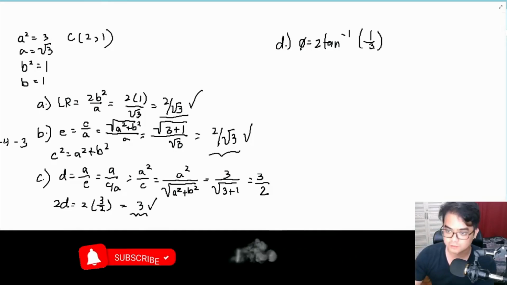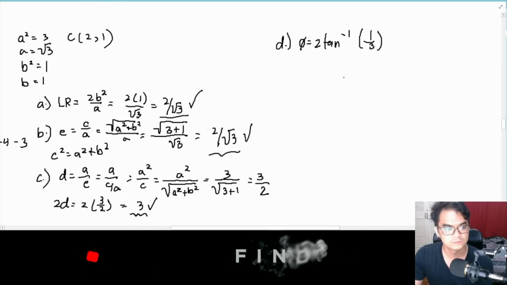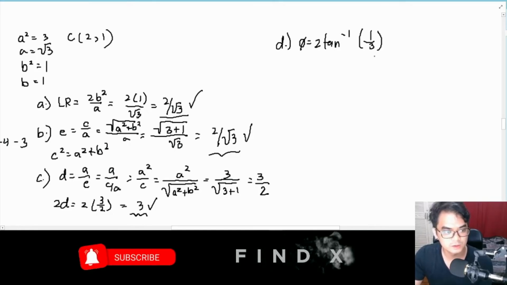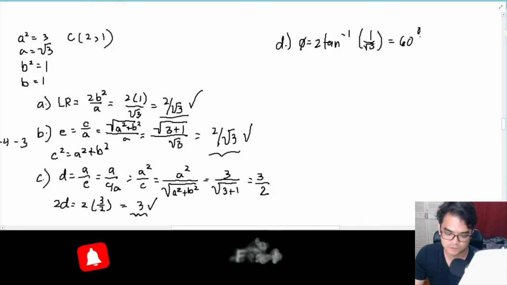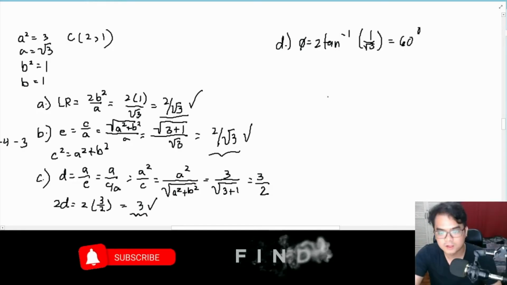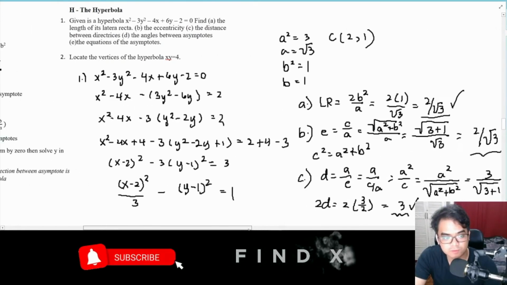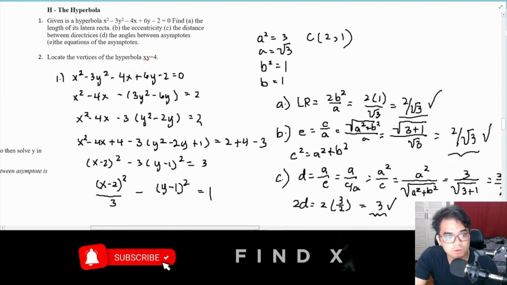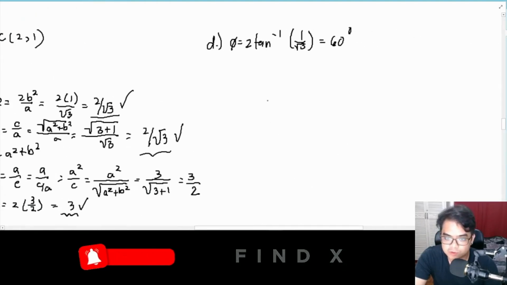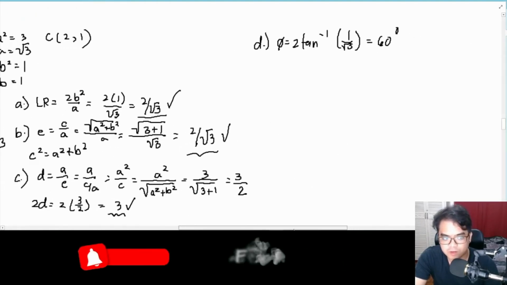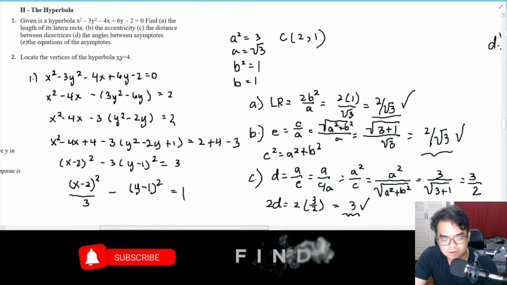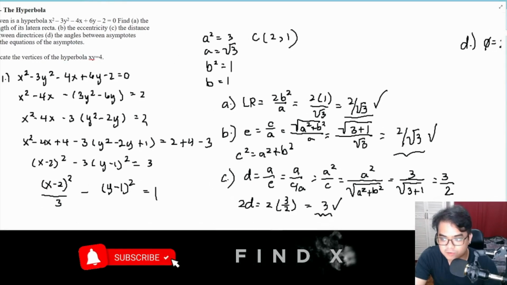That is 60. Oh no, it's B. It's A, so it must be square root. So this is 60 degrees. Yeah. And letter E, I think that's the equation of asymptotes, right? Equation of asymptotes. So for the equation of asymptotes, all you have to do is to rewrite the equation that we got, that is x minus 2.